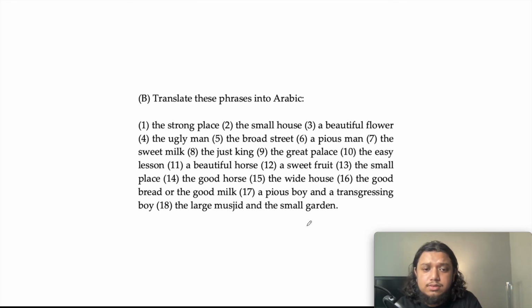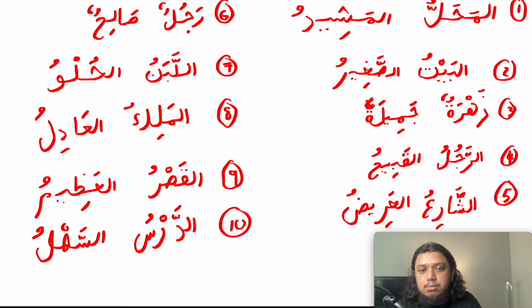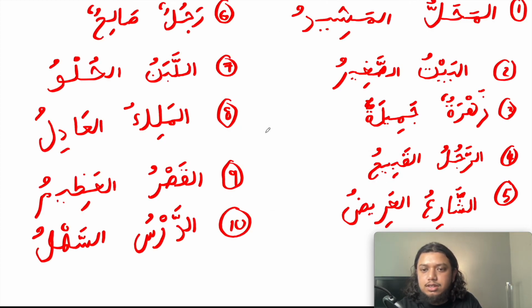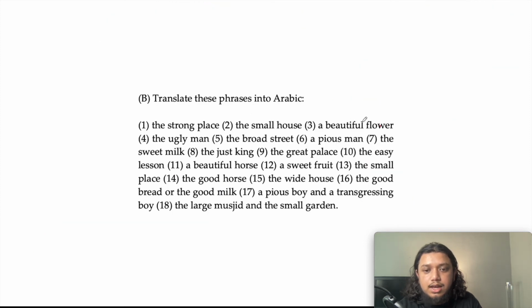Now we will translate these phrases into Arabic. Once again, I suggest you pause this video, do the translations yourself, and then come back and check them with mine. So number 1, the strong place is Al-Mahallul Mashidu. Al-Mahall Al-Mashid, the strong place. 2, the small house is Al-Bayt Al-Saghir. Al-Bayt Al-Saghir.